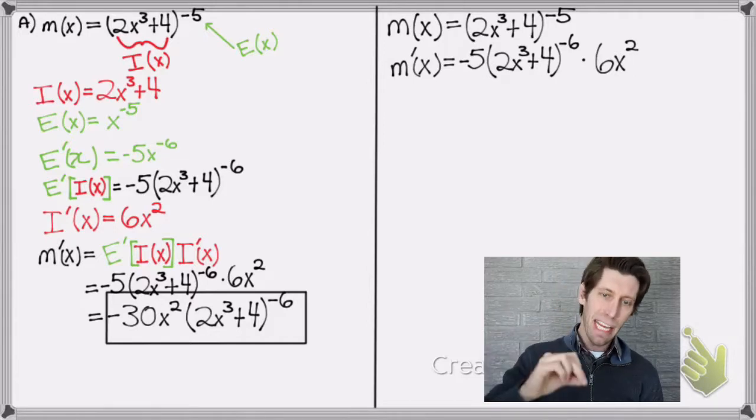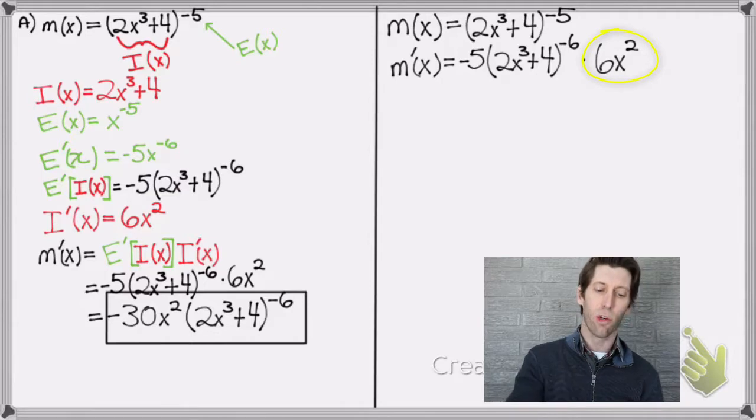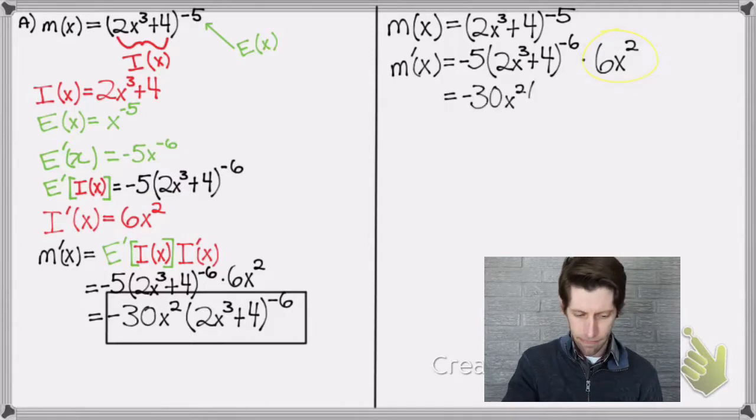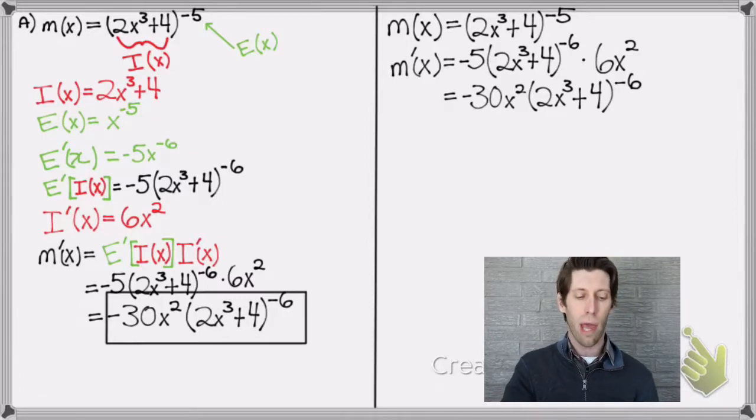And then at the very end, we multiply by 6x squared. That is the derivative of the inside function. Once again, we can simplify a little bit, and we get minus 30x squared times the quantity 2x cubed plus 4, all raised to the minus 6th power.